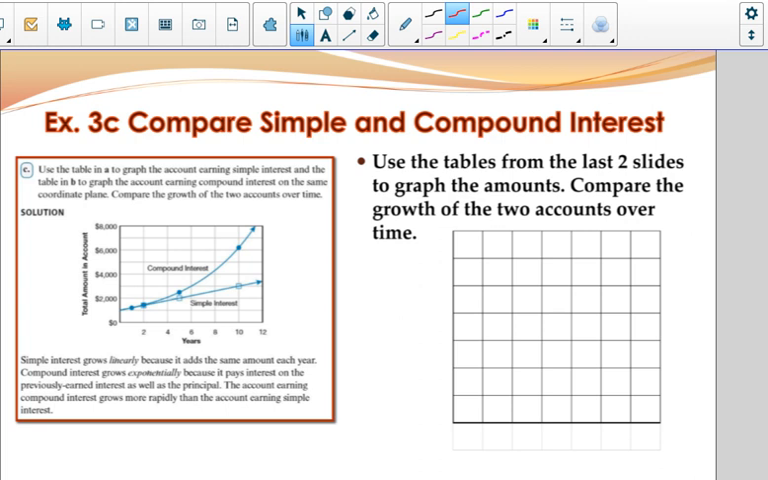Now what I want you to do is take the amounts from the last two slides and create a graph to show how the growth of the two accounts occur. Here you can see an example of a different problem, how compound was more of an exponential function, as it starts here and then all of a sudden it goes steep. The other one, the simple, is linear because it stays the same every year. They pay the same amount.